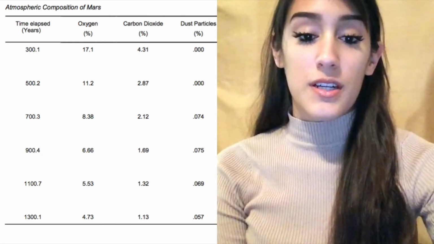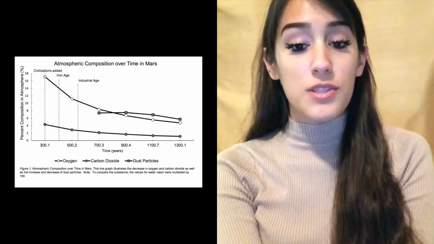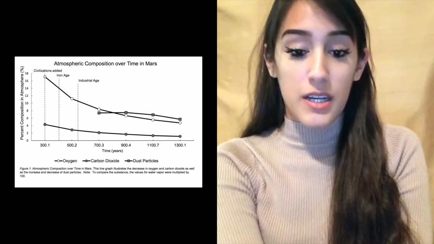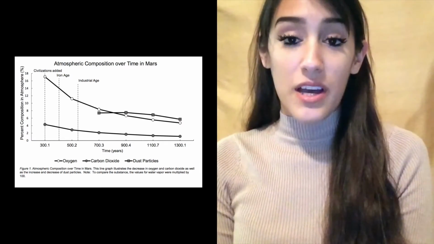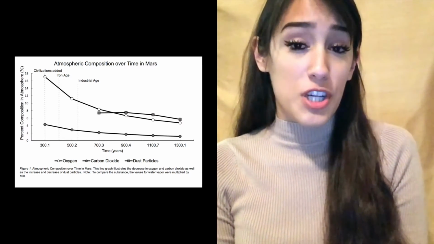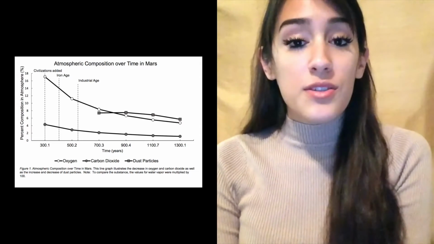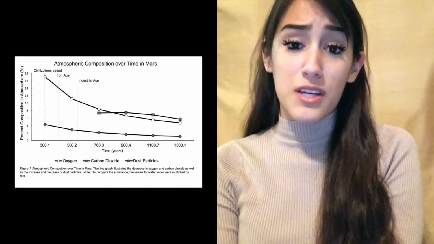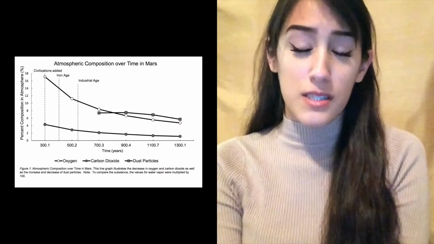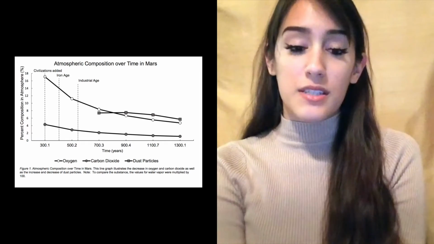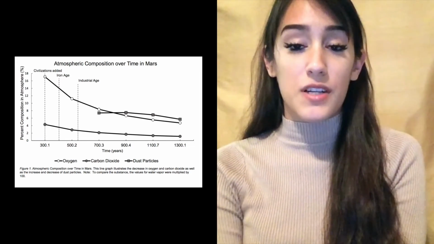Our second figure is a line graph titled Atmospheric Composition over Time in Mars, in which the 3 variables, oxygen, carbon dioxide, and dust particles, are represented in order to determine how these variables change in relation to each other as well as to time. We also included the civilization being added to the line graph so we can see how this impacts the percent composition of the specific substance in the atmosphere. Time in years is on the x-axis, while percent composition in atmosphere is on the y-axis.